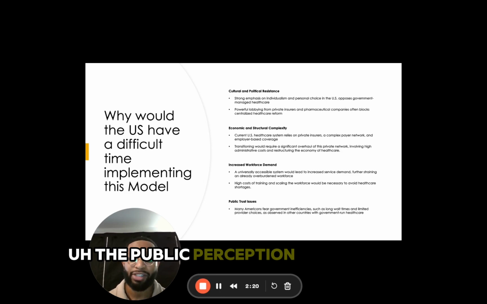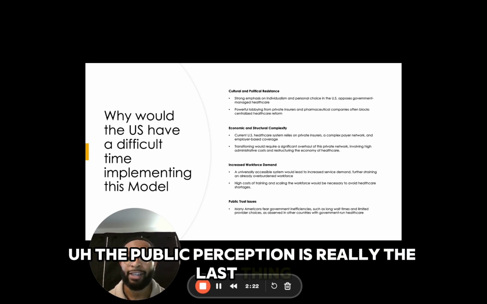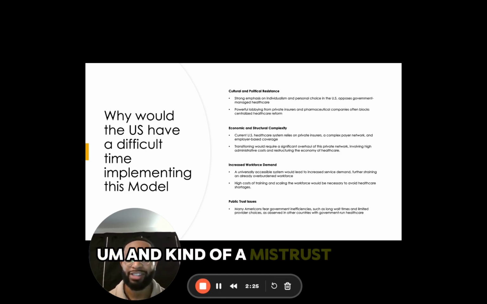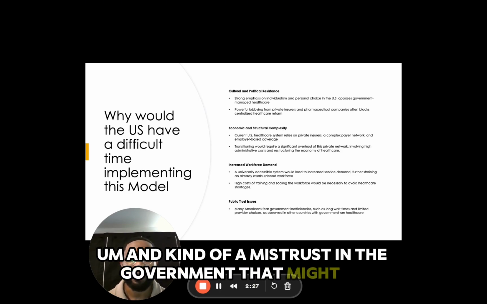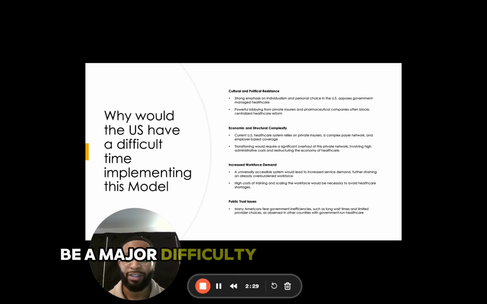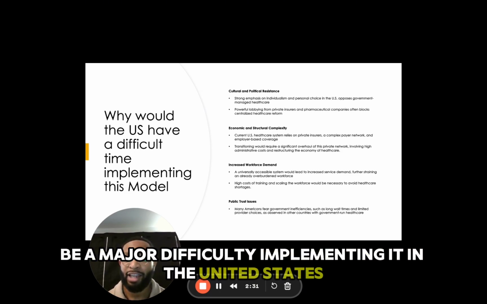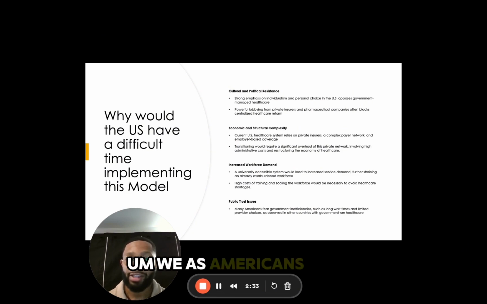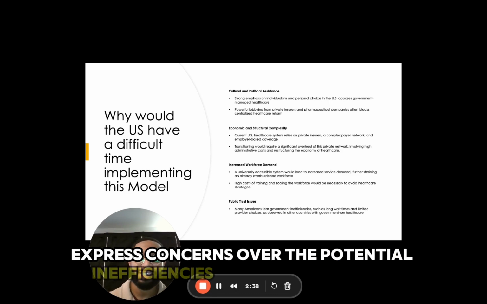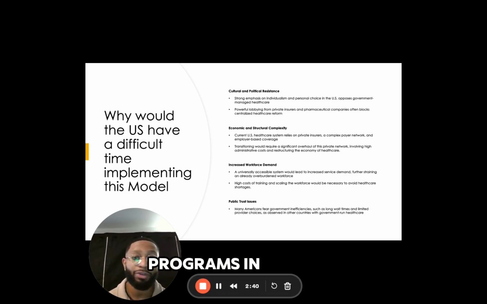Public perception is really the last thing, and a kind of mistrust in the government might be a major difficulty in implementing it in the United States. Many Americans express concerns over the potential inefficiencies of government-run programs in general.